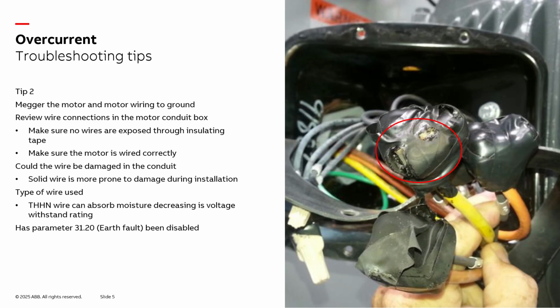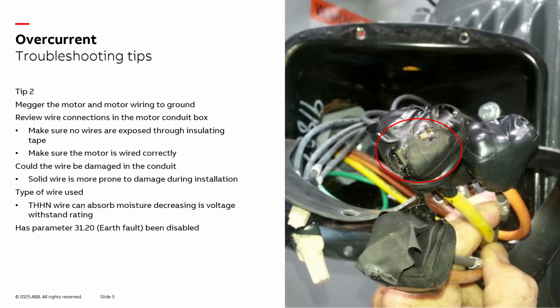For tip number 2, we're going to inspect the motor wiring. This is going to include the motor wiring between the drive and the motor, and also the motor wiring in the motor conduit box itself. To do this, we'll want to first start by removing the motor wiring from the drive and measuring the motor wires to ground. Ideally, you want to use a minimum of 500 volt, but ideally 1000 volt measure.